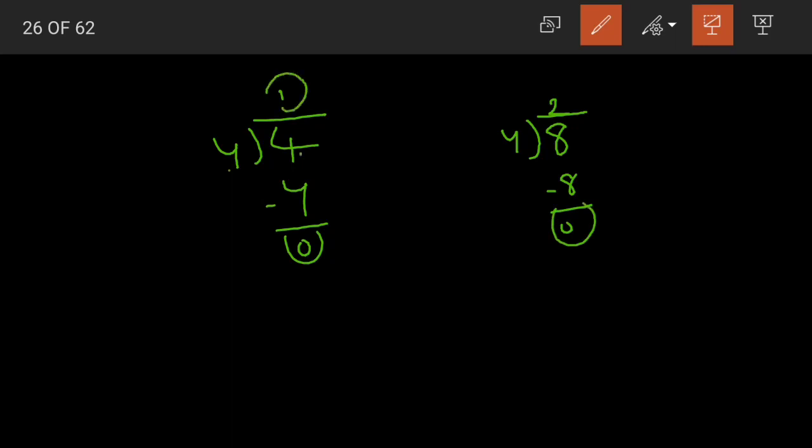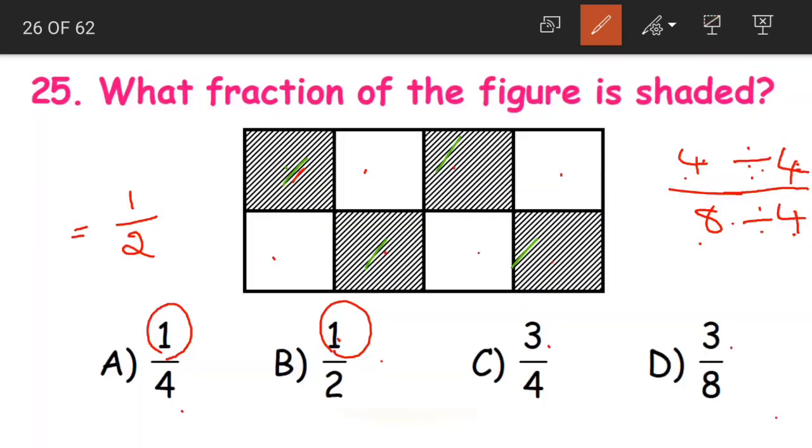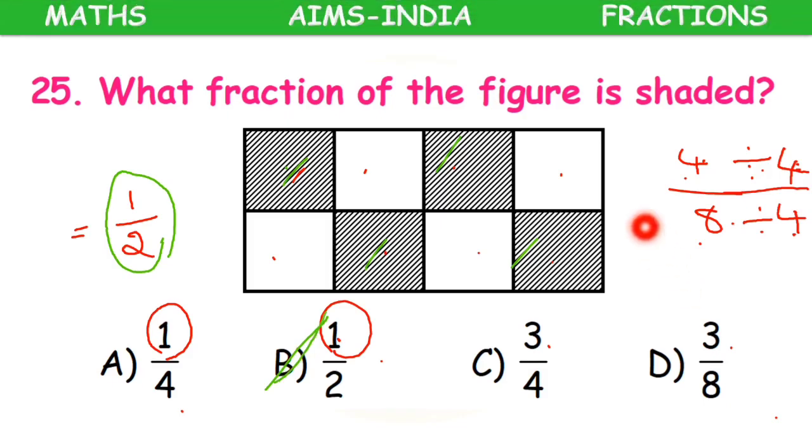So 4 divided by 4 is equal to 1. 8 divided by 4 is equal to 2. So what is our resultant fraction? 1 by 2. So option B, 1 by 2 is our correct answer. Okay, children, so like this in the exam, if you do not find the correct option, try and find the equivalent fraction. You will get the correct answer.